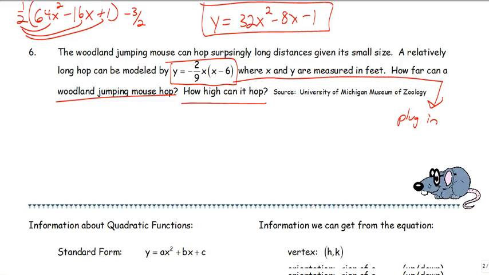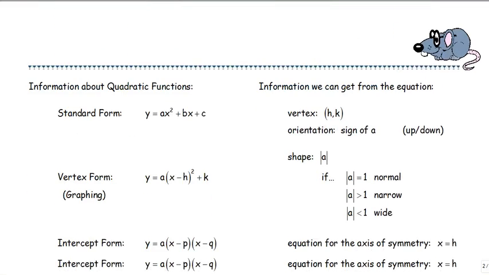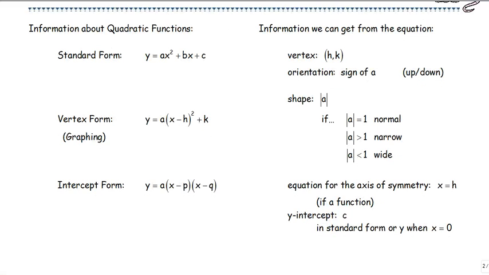And then down here, this again is a nice little chart to tell you the different forms. Vertex is graphing, standard form is just standard form, and intercept form gives you the x-intercepts. Just some information for you.